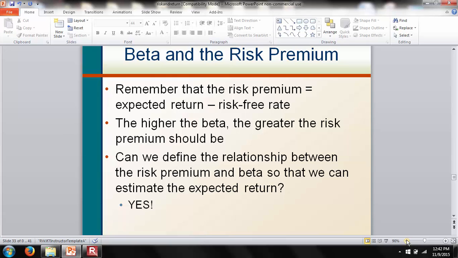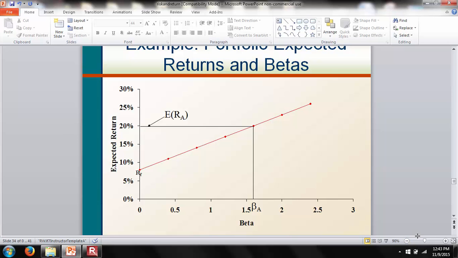Okay? And what is the beta and the market risk premium? So what we are saying is that the higher the beta, the greater the risk premium. So what is the market risk premium? The market risk premium is the difference between the return on the market and the risk-free rate. So what we are saying is, how much more do we get by taking the additional risk? And here we are comparing the return on the portfolio with the risk-free rate.